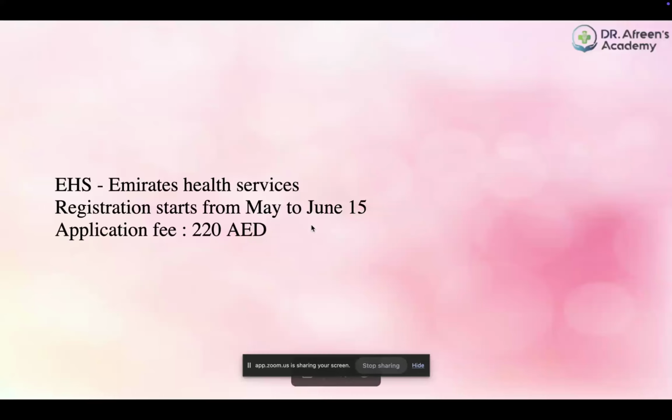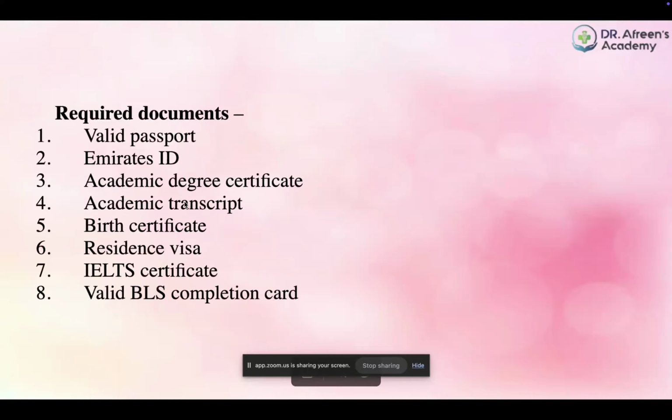Okay, and the application registration starts from May to June, which is around the same time as DHA. So for EHS and DHA, it is May to June. The application fee is again the same, 220, just like the others. Only MBRU takes 260, whereas the others are the same, 220.